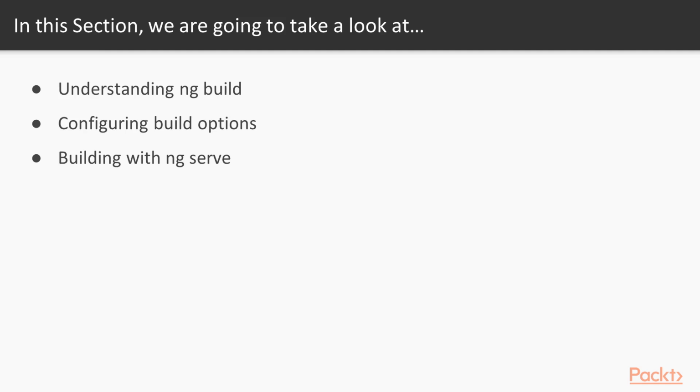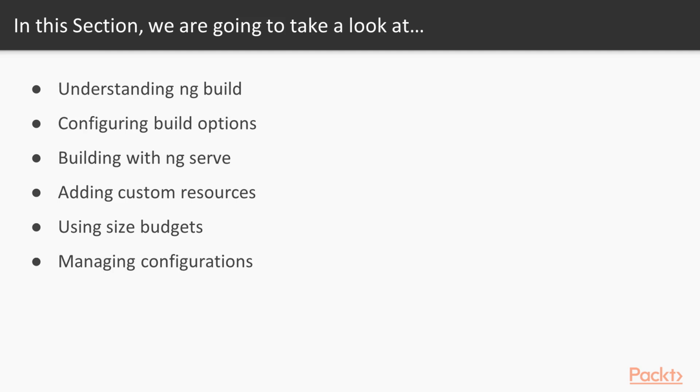Next, we'll look at ng serve and how it helps us develop locally without having to build and deploy our app every time that we want to see the latest changes. We'll look at how to add custom resources and bundle them with our app, and how to keep our size in check using budgets. We'll then learn about how to maintain different build configurations, and finally, we'll dive into internationalization.